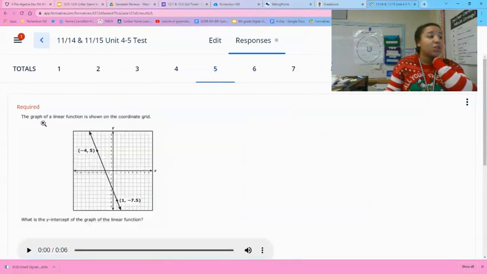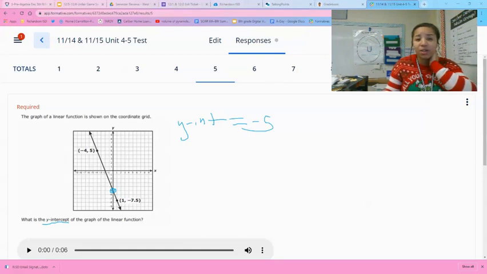Question 5. The graph of the linear function is shown on the coordinate grid. What is the y-intercept? So it's just asking what the y-intercept of the graph of the linear line is. So I see right here that the line is crossing at -5. So my y-intercept equals -5.